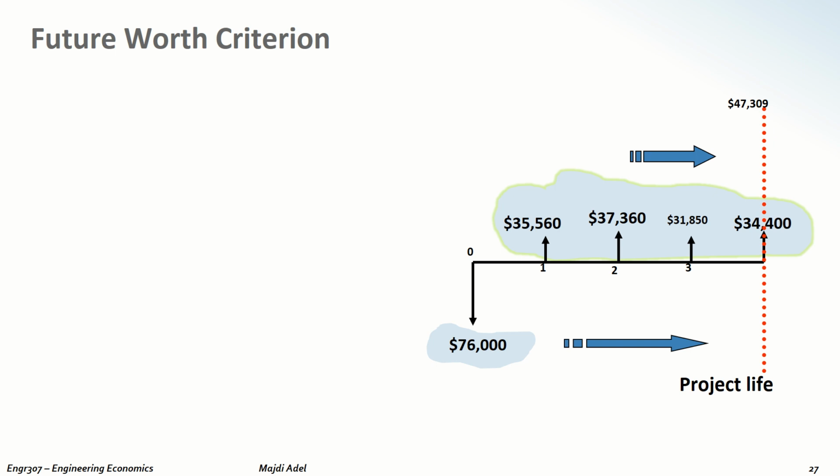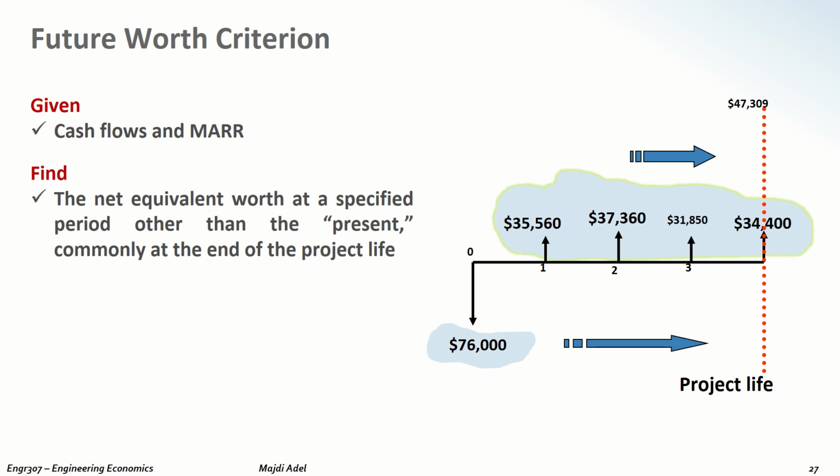The other variation of the present worth is the future worth criterion. We saw before that I calculate the present worth and decide if the project is acceptable or not. And also I can calculate the future worth, and I can decide if the project is acceptable or not. Given a cash flow and MARR, I need to calculate the future worth at any point in time other than n equals 0. I can calculate it at n equal 1, 2, 3, or 4, but usually we calculate it at the end of the project life.